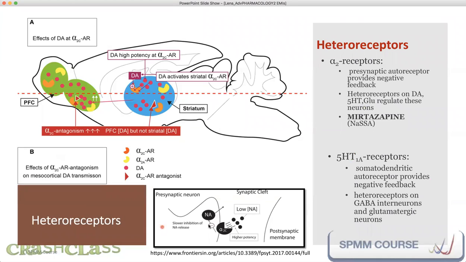As I said, these receptors, heteroreceptors, are also autoreceptors. Whether you call them auto or hetero depends on their location. If they're located in the same neuron that releases it, that's called autoreceptor. If they're located in a different chemically mediated neuron system, then they're called heteroreceptors.